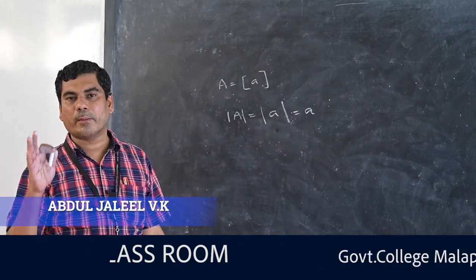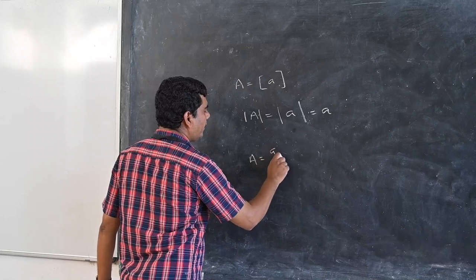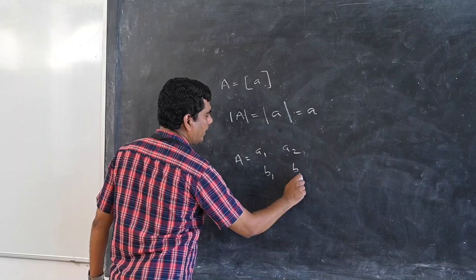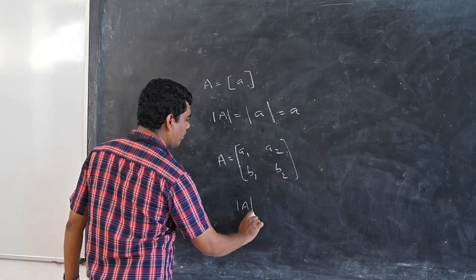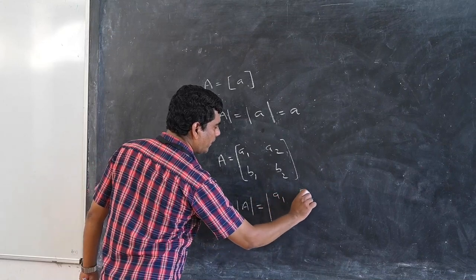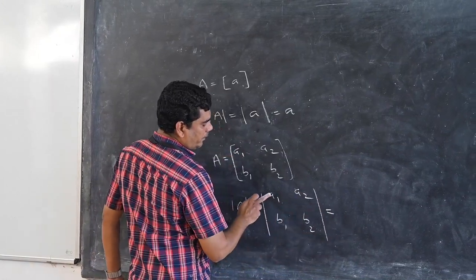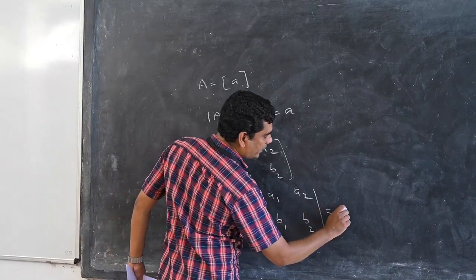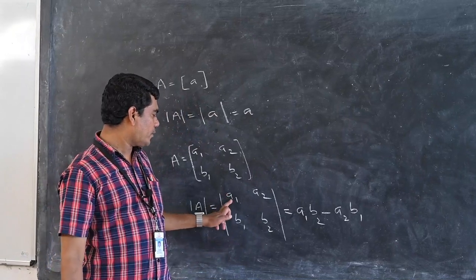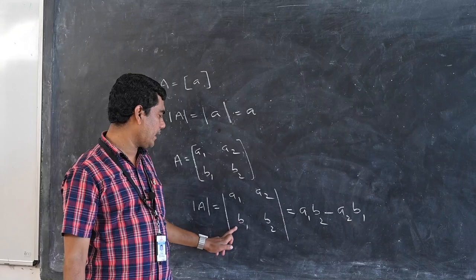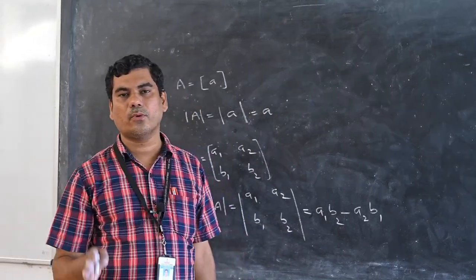Now for a square matrix of order 2, A is equal to a1, a2, b1, b2. The determinant of this square matrix, determinant A, is equal to the determinant of a1, a2, b1, b2. This is equal to a1 into b2. So multiply these two diagonal elements, this is a1 into b2, minus a2 into b1. Multiply these two diagonal elements, a2 into b1. This is the determinant of a square matrix of order 2.